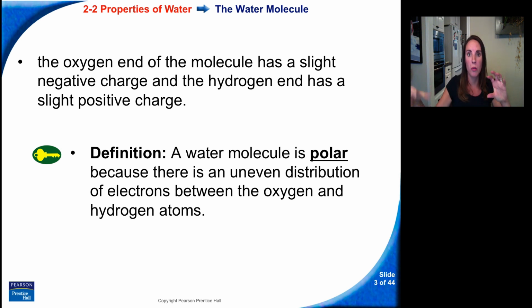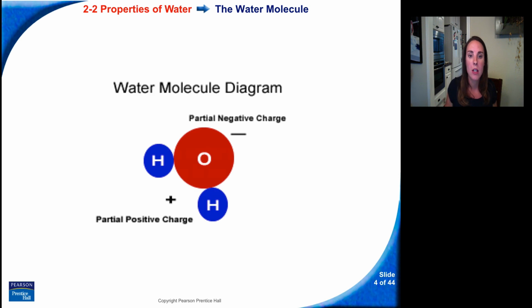It has two poles. One pole is slightly negative, that's the oxygen end, or the oxygen pole, and the hydrogens are slightly positive. So a water molecule is polar because there's an uneven distribution of electrons between the oxygen and hydrogen, which causes a slight charge. Like the poles of a battery, there's a positive and negative end of a water molecule. So for example, in this, there's a partial negative charge on the oxygen and a partial positive charge on the hydrogens.